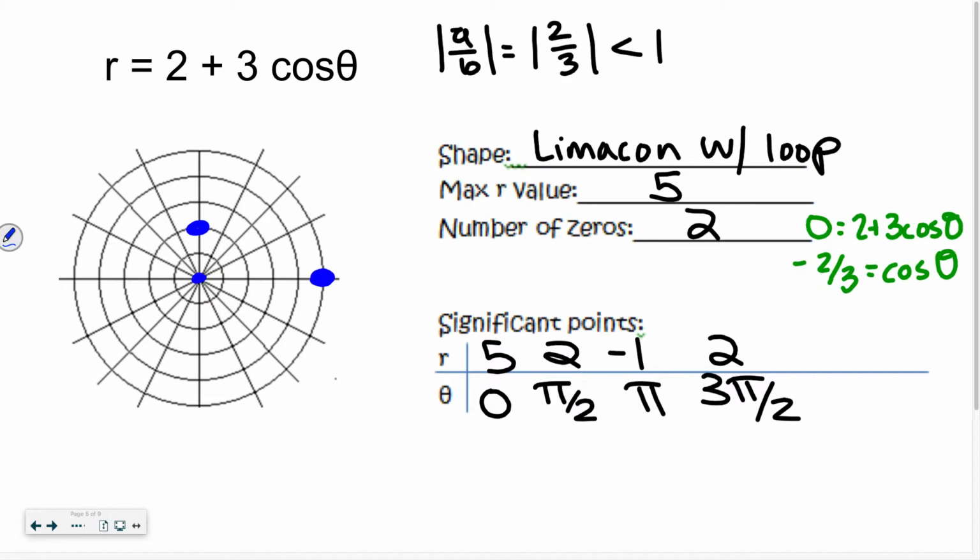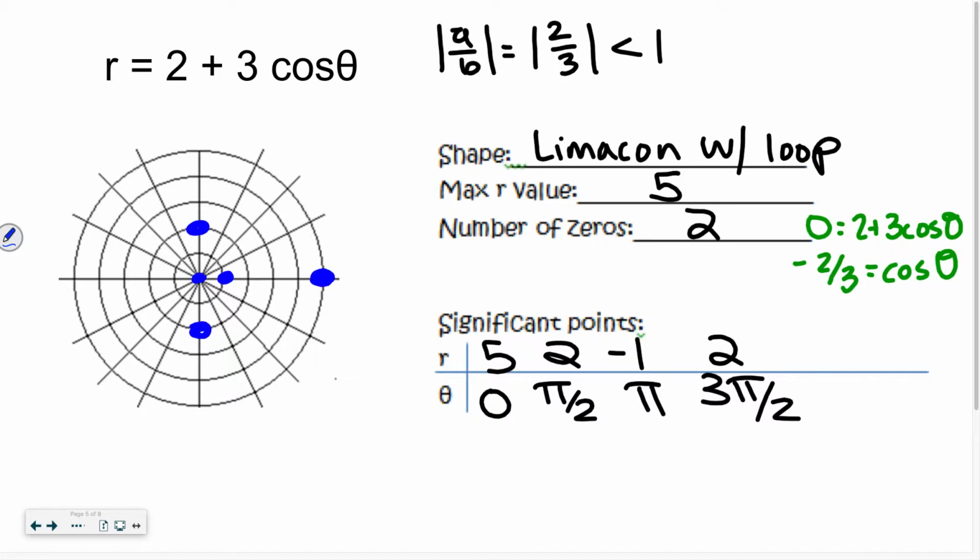So negative 1 at pi says when you go to pi, which is to the left, don't count in the direction of pi, count in the opposite direction, go backwards 1. So you're going to have 1 at what looks like 1, 0. And then 2, 3 pi over 2, go in the direction of 3 pi over 2, count out 2. And I again plotted my pole because I know I crossed through the pole.